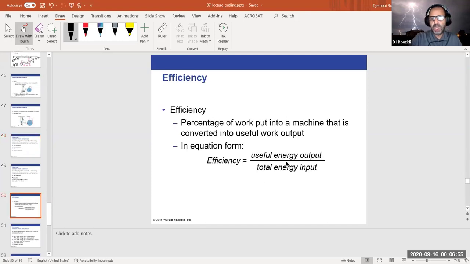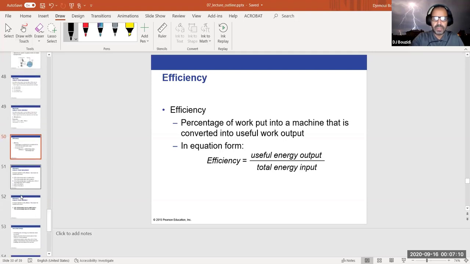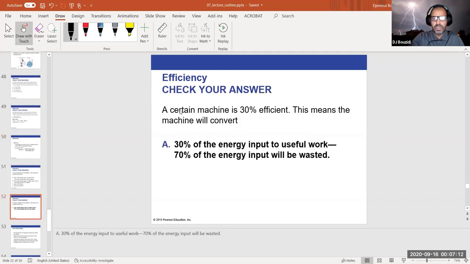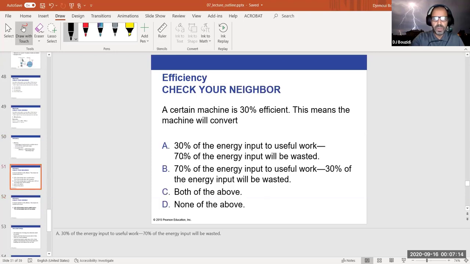The efficiency is the useful energy output over the total energy input. That is basically what the efficiency is. Again, as I mentioned before, this is an ideal situation. You get 100% efficiency, but that's not true, okay? In practice, you always lose energy. So a certain machine, what is the question? A certain machine is 30% efficient. That means the machine will convert 30% of the energy into useful work. 70% is wasted, okay? So that's what the efficiency of the machine is.